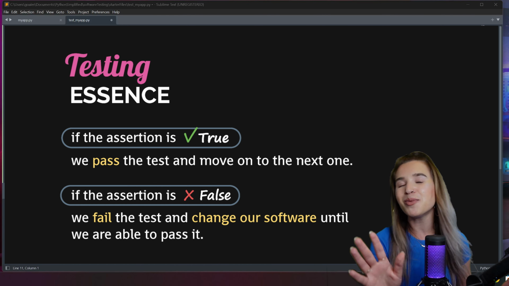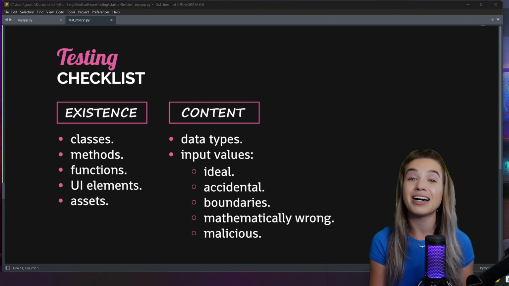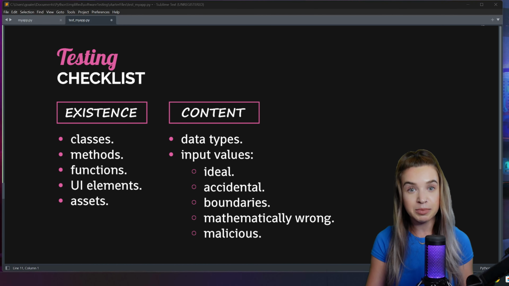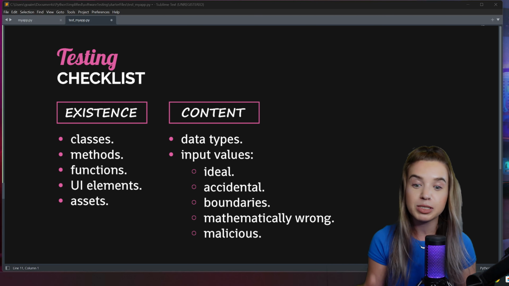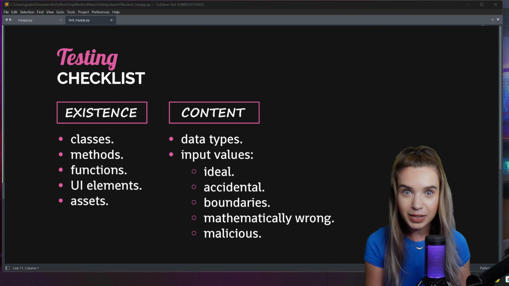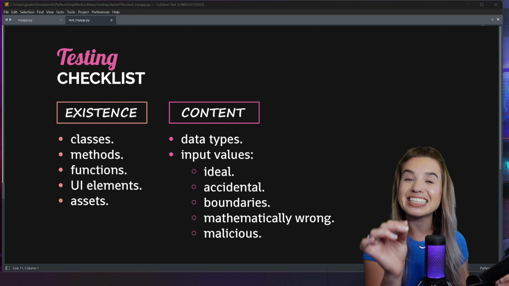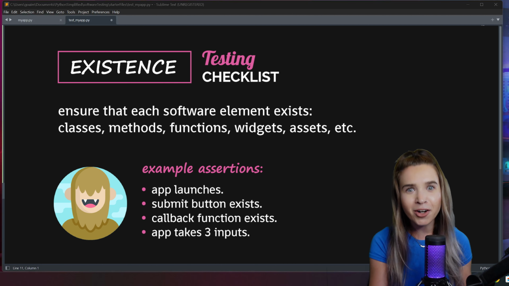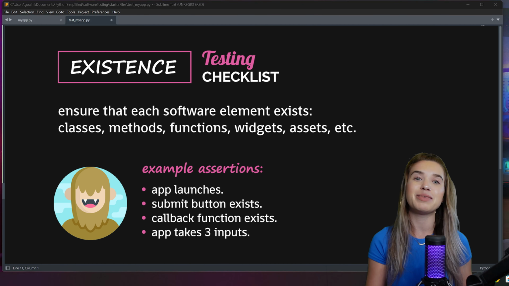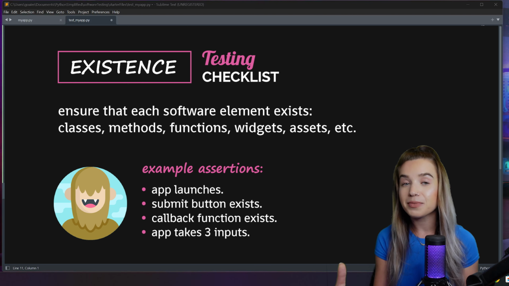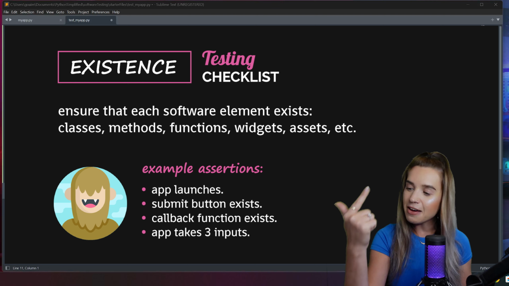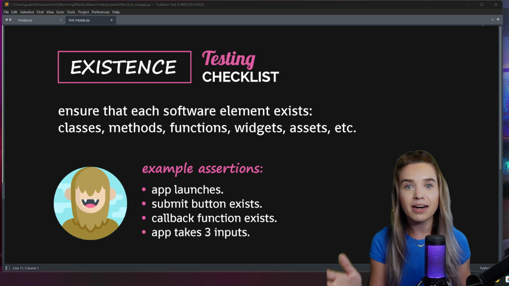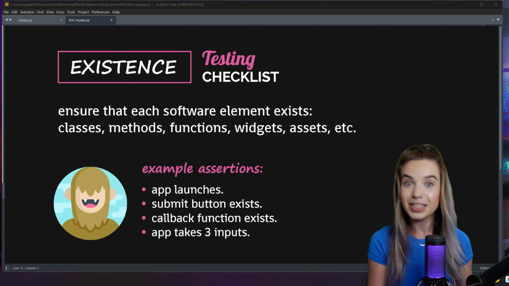Which brings me to my awesome testing checklist that you can find on my GitHub. I will explain and demonstrate most of the checklist items, so please feel free to use the timestamps to skip anything you already know. Now, the first thing we test is the existence of elements. Is it there or is it not? Or alternatively, can I access this element when I need it? So at this point, we don't really care about the content. We only care if our classes, functions, assets, or other software elements are manifesting. So let's see an example.